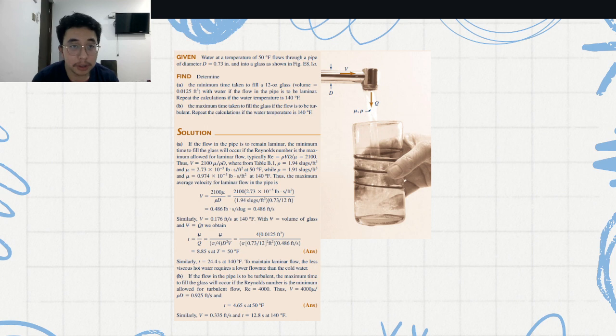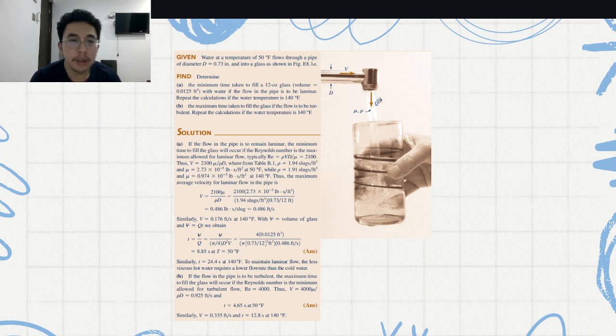So the volume is equal to 0.0125 cubic feet of water if the flow in the pipe is to be laminar. So we assume at A the flow is laminar. We can repeat this calculation if the water is 140 Fahrenheit. B, the maximum time to fill the glass if the flow is turbulent. Repeat the calculation if the water is 140 Fahrenheit. So basically, now in A we assume the flow is laminar, and in B we assume the flow is turbulent.